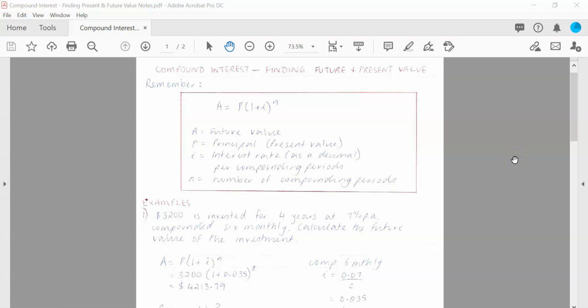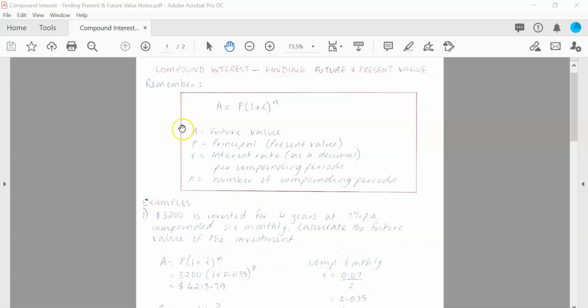Good morning, Year 12. In today's lesson, we're going to look once again at compound interest, and this time how we can find the future and present value of an investment or a loan. So in the box here, we're asked to remember the compound interest formula that we revised earlier this week. So A equals P outside of 1 plus I to the power of N.